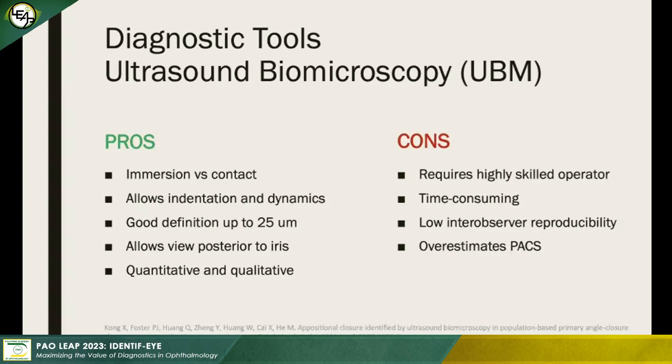A downside is that it requires high skill for the operator. It takes a lot of practice and experience, and it can be very time consuming because you are looking at cross sections of the eye. You're checking all the quadrants with axial views, longitudinal views, and transverse views to get more robust information. That takes anywhere from 10 to 45 minutes. There's low inter-observer reproducibility because of the operator-dependent nature of the procedure, and it can overestimate PACS.